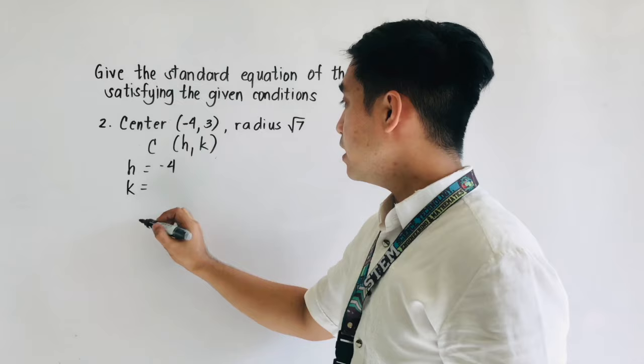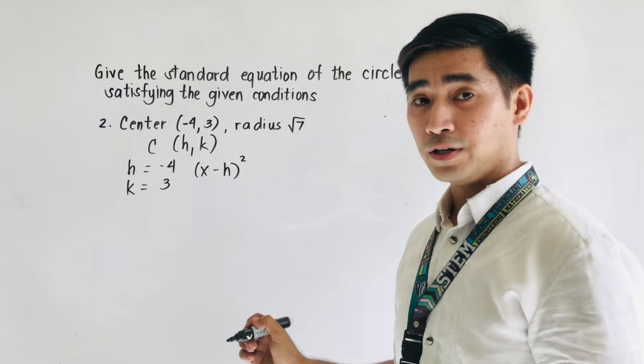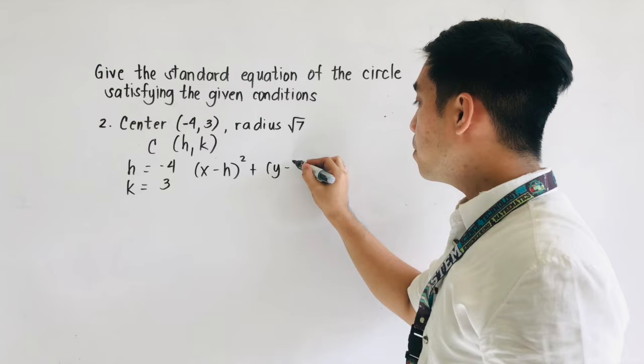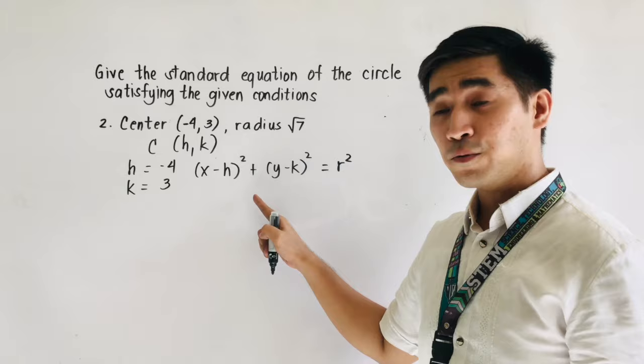So given the standard equation of the circle with the center at (h, k), we'll be having the formula (x minus h) quantity squared. Always remember that x is always partnered with h, plus (y minus k) quantity squared, and that y is always paired with k, is equal to r squared. Let's now substitute the values of h and k in the equation.